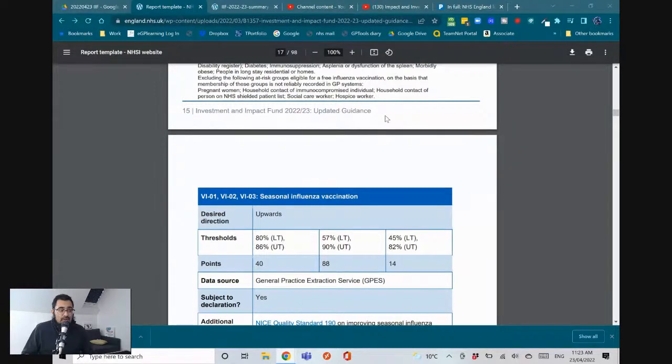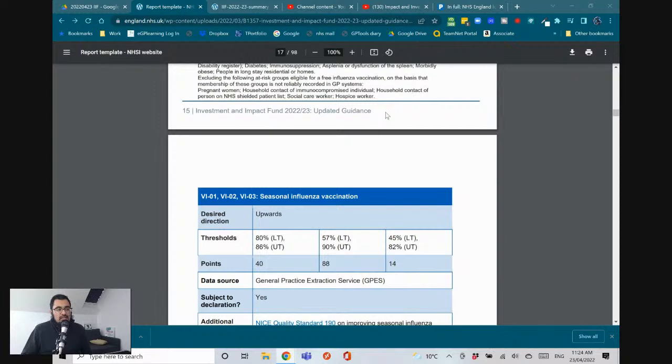There is a desired direction for upwards, so this means they want to improve the thresholds, and it's given the different thresholds there. So for VI1, which is your patients over 65, they're aiming for a lowest threshold of 80% and an upper threshold of 86%, and that's 40 points if you achieve that in totality. For the potentially larger cohort of 18 to 64-year-olds with the at-risk condition, it's a 57% to 90% threshold limit with 88 points in there, so that's quite significant. And then the children's one is 45% and 82% in terms of the thresholds, and points is 14.